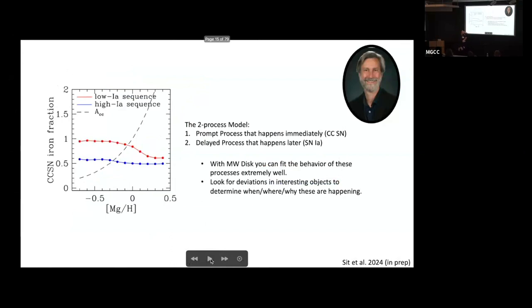Okay. So, two-process model, a prompt process, a delayed process. And with the 300,000 stars in the Apogee sample in the Milky Way disk, you can fit the behavior extremely well and use your statistics. So you fit vectors, like I just showed, and then you can apply that model to different systems and look for deviations, which tell you where things are different between the disk and those objects and where things are the same, so where it doesn't matter.